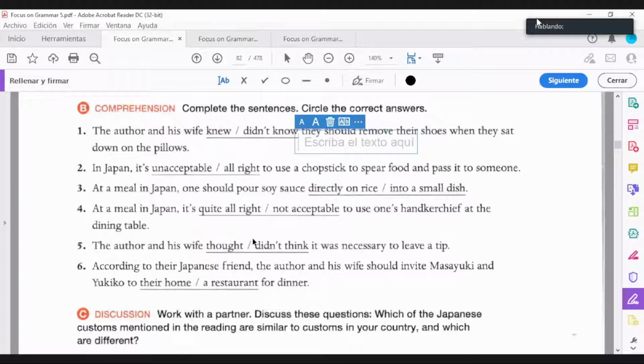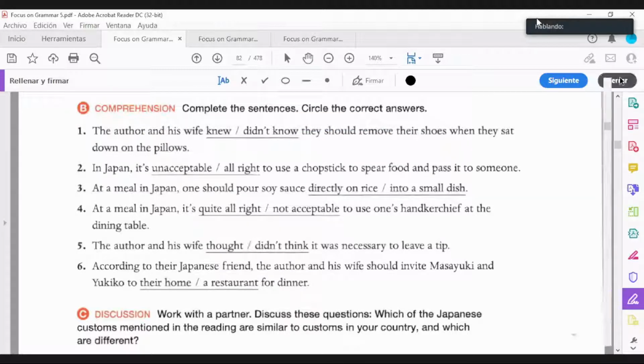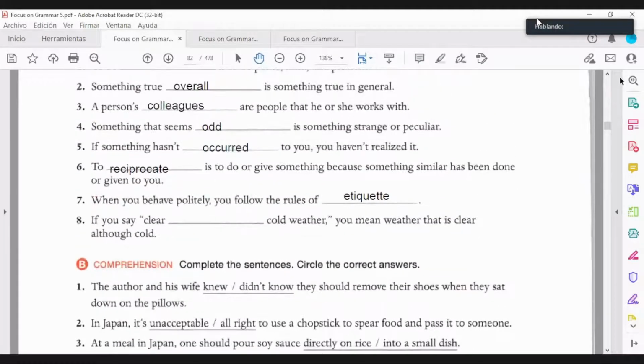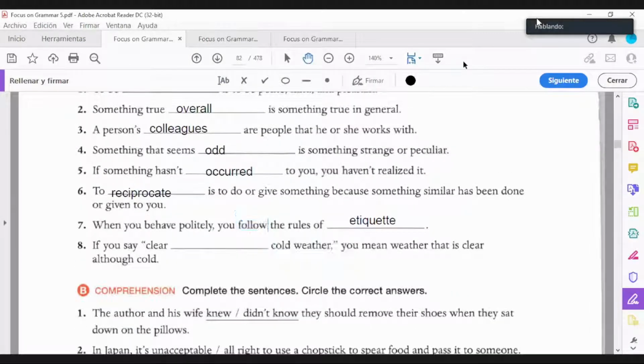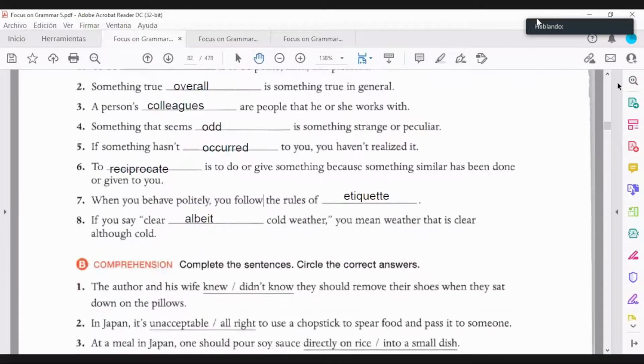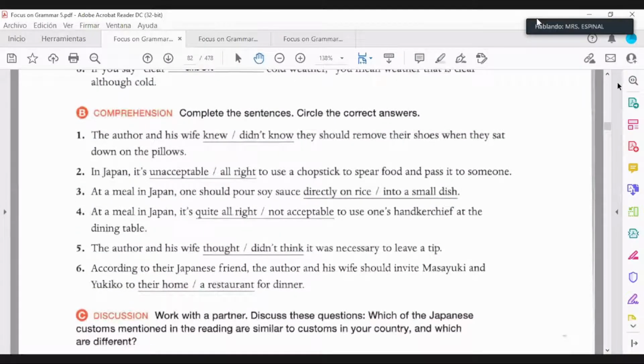Actually. Yeah. All right. Complete the sentences, circle the correct answers. Alejandrina, the first one, please help us.